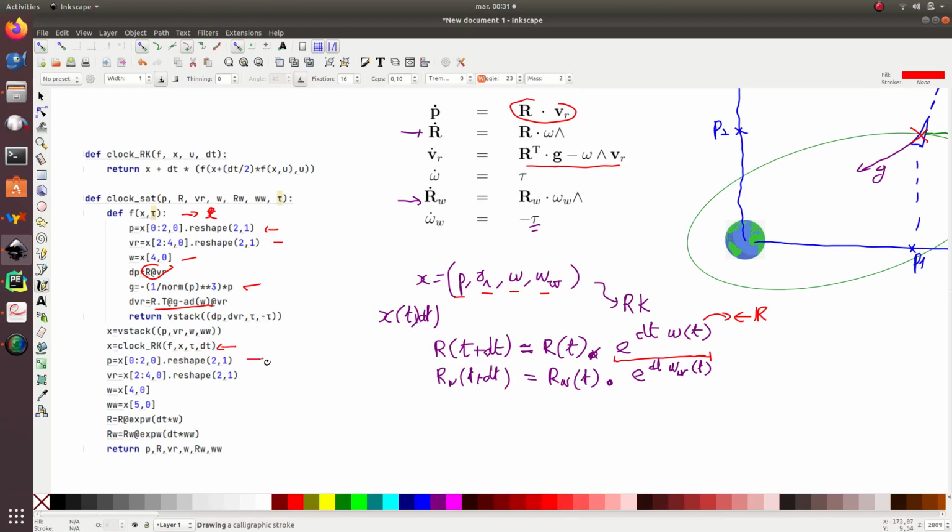Okay, I reshape in order to isolate from x: P, VR, W, W, W. And here is the exponential integration method for the rotation matrices. So all this corresponds to my integration scheme.